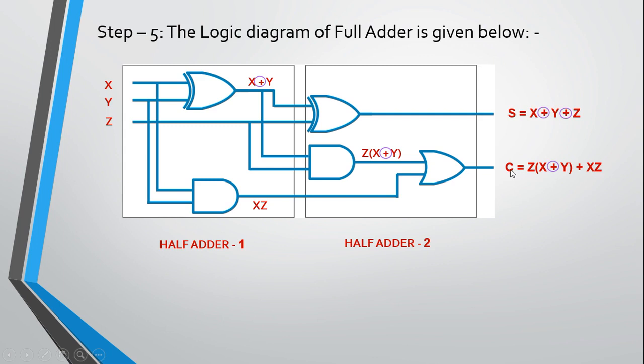Now what is my next requirement? Z into X XOR Y. So X XOR Y I have already taken from here, and the Z cable I can take from here. So over here I will get Z into (X XOR Y) and X into Z over here. Now we need to apply addition. Addition can be performed using an OR gate.